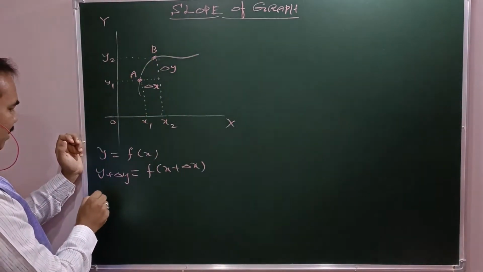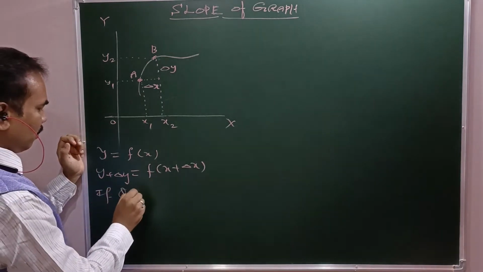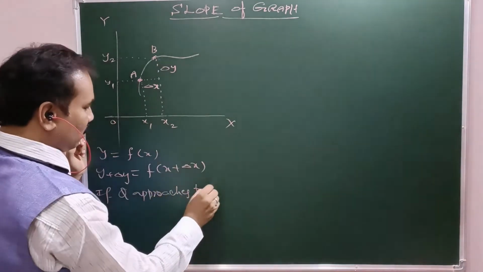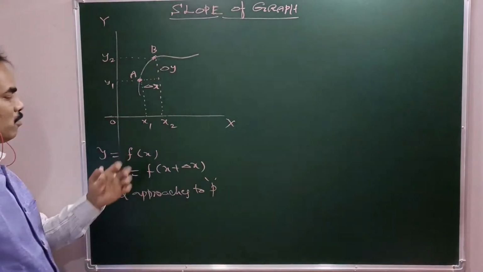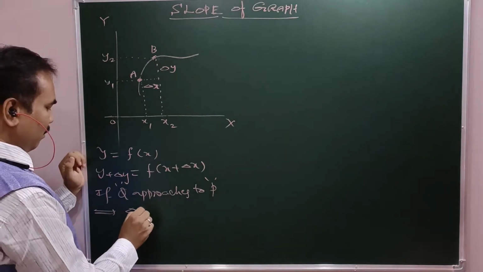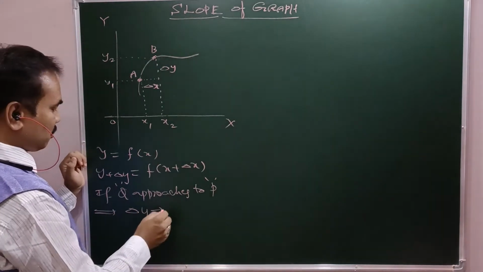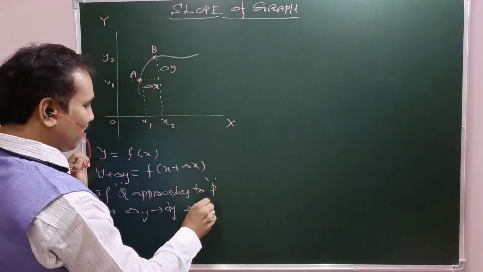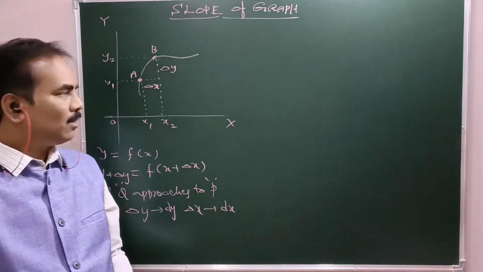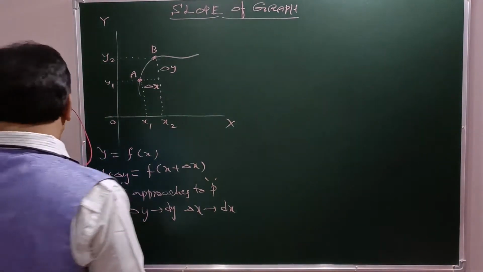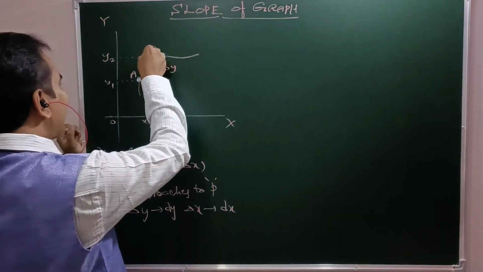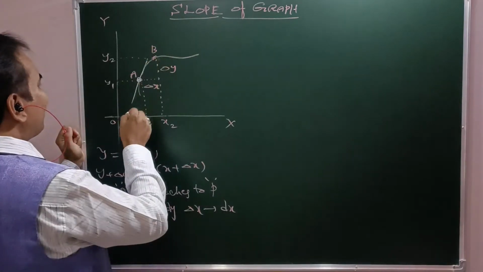What happens here if Q approaches P? Delta y approaches dy and delta x approaches dx. So in general, deltas are large values and d's are small values. Then what happens here? Suppose at point P I take one tangent. This is the tangent drawn at point P.